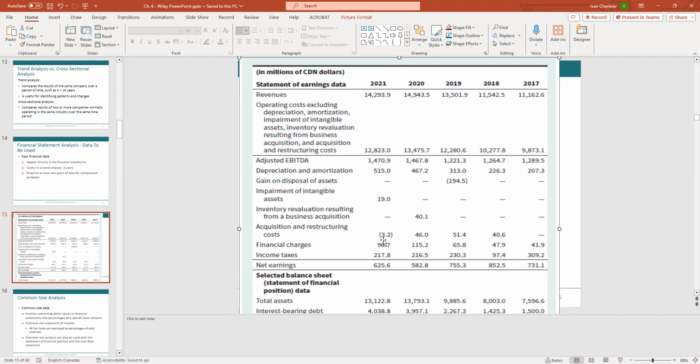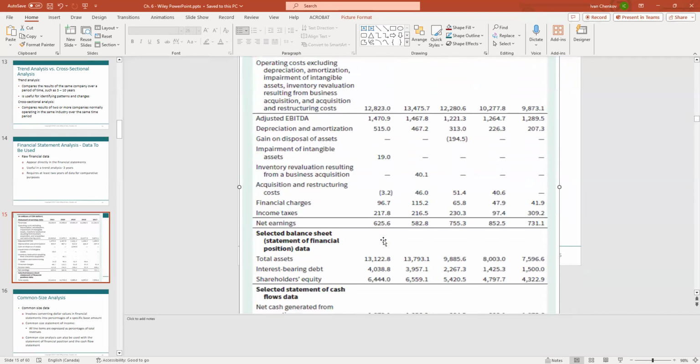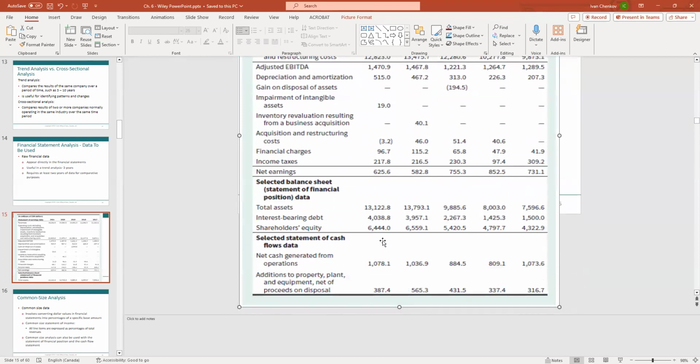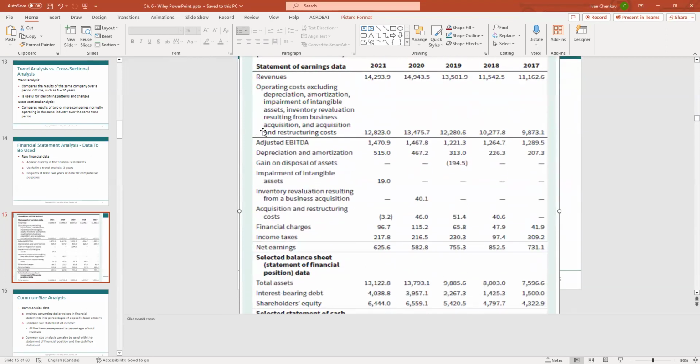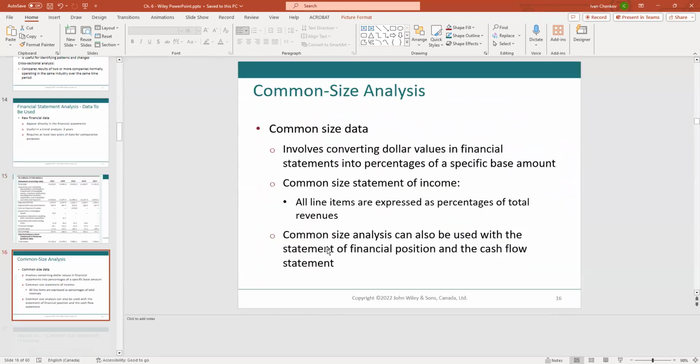This is our raw financial information that we're going to use for our preparation of analysis of the financial statements. Then we're going to get some more information. This is from the income statement. As you can see, up to net earnings, we're taking information from the income statement.